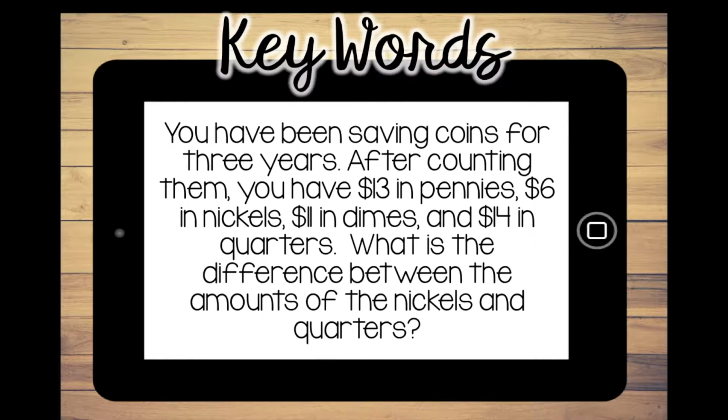You have been saving coins for 3 years. After counting them, you have $13 in pennies, $6 in nickels, $11 in dimes, and $14 in quarters. What is the difference between the amount of nickels and quarters?